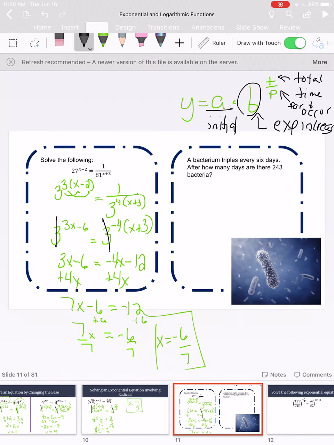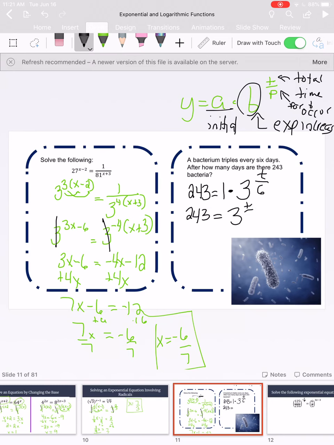So we have 243 bacteria, so that's our Y value. A bacterium, so that means we start with 1. So the A value would be 1. It's tripling, so my B value would be 3. It triples every 6 days, so the P is 6, because that's how long it takes to triple. And I'm looking for my total time that it takes to reach 243 bacteria. So obviously you could divide this by 1, but you don't need to.